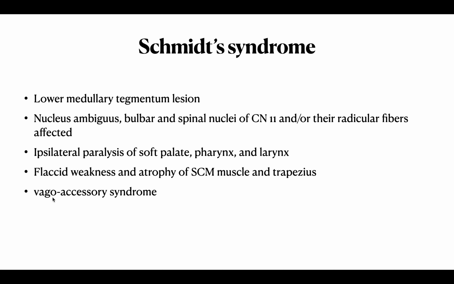And then there's going to be vagoaccessory syndrome. So vagoaccessory syndrome, problem with the vagus nerve, so cranial nerve number 10 is going to be affected, and the accessory nerve is going to be affected. So this person is going to have a hoarse, raspy, or non-existent voice, and they're going to have problems shrugging their shoulders and turning their neck. So that's it for now.